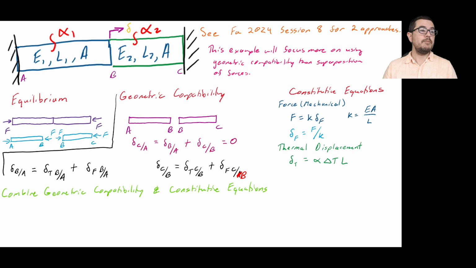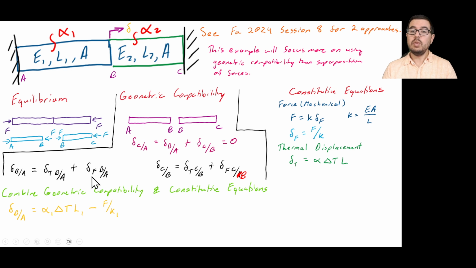Now, once we've established this geometric compatibility, we can substitute in constitutive relationships. What are we talking about? Well, we know that thermal displacement is just alpha delta T L. So if we're using the parameters given on the left, we have an alpha 1, we have a delta T, which is for the whole system, and we have an L1, right here.